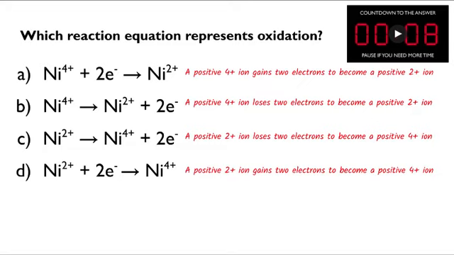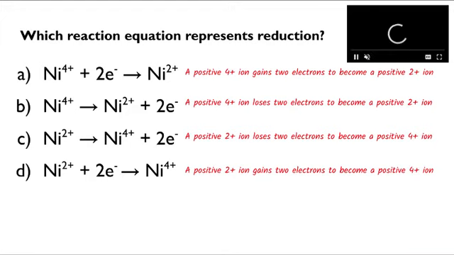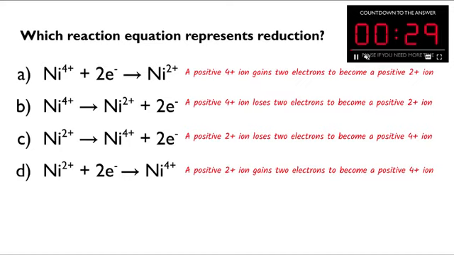Now, oxidation is going to be losing electrons. So the answer is C. A 2 plus ion loses 2 electrons to become more positive, a 4 plus ion. That one's a little tricky because there were no neutral atoms here. Let's do the same question. I'm going to leave the annotations up, but now let's think about which equation represents reduction.